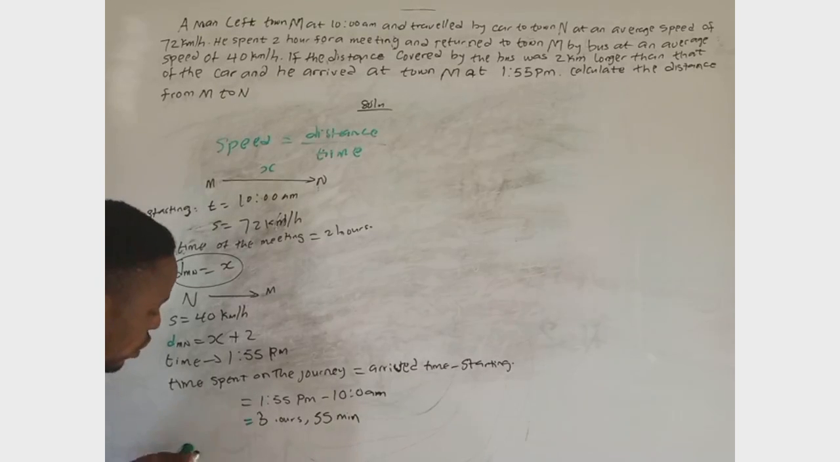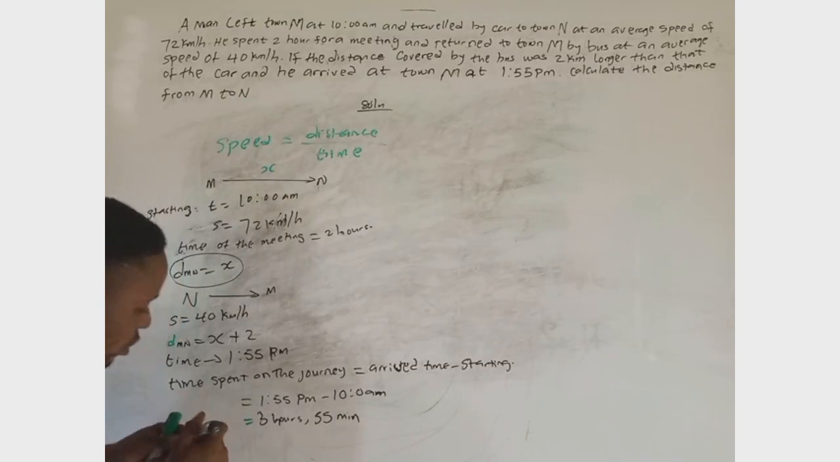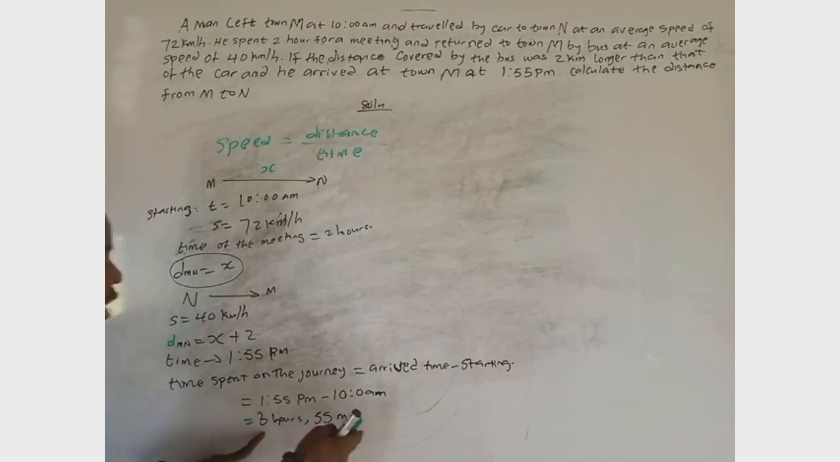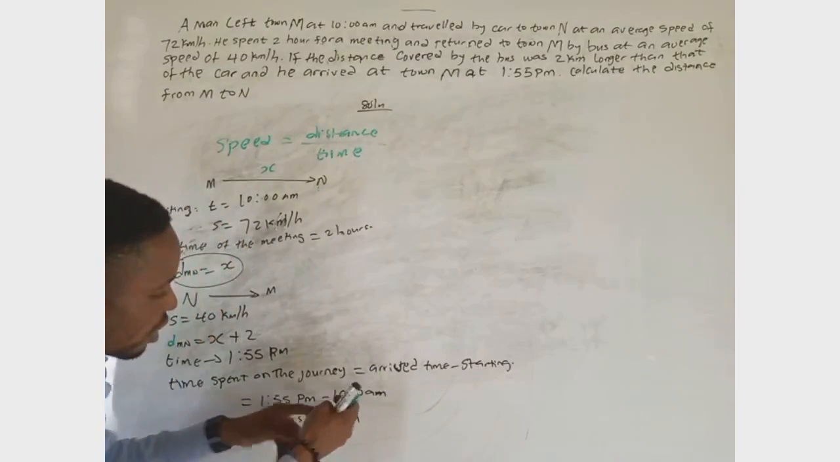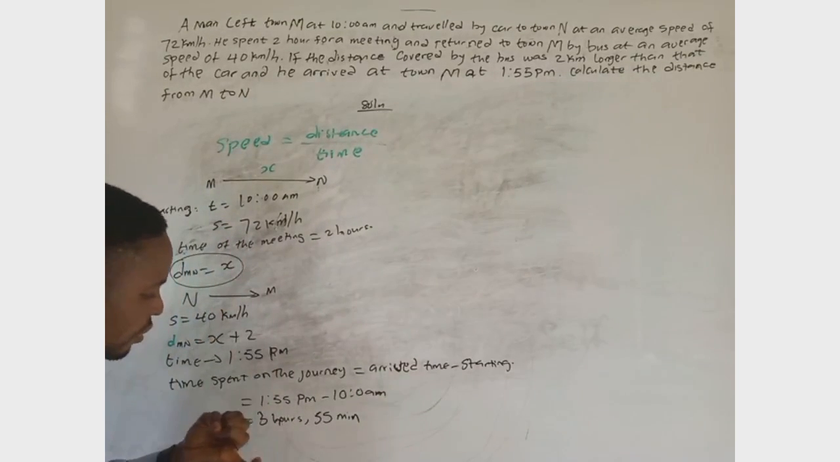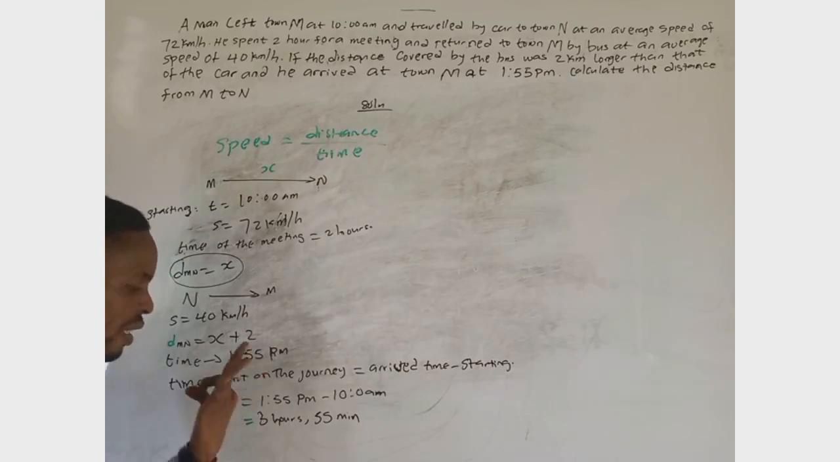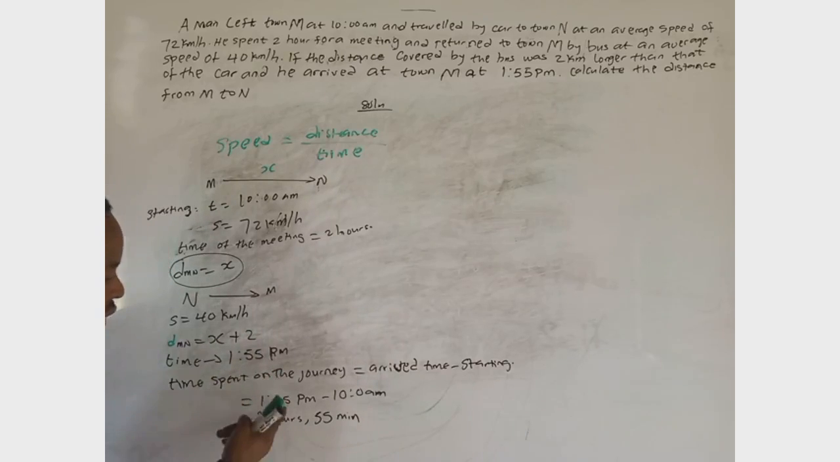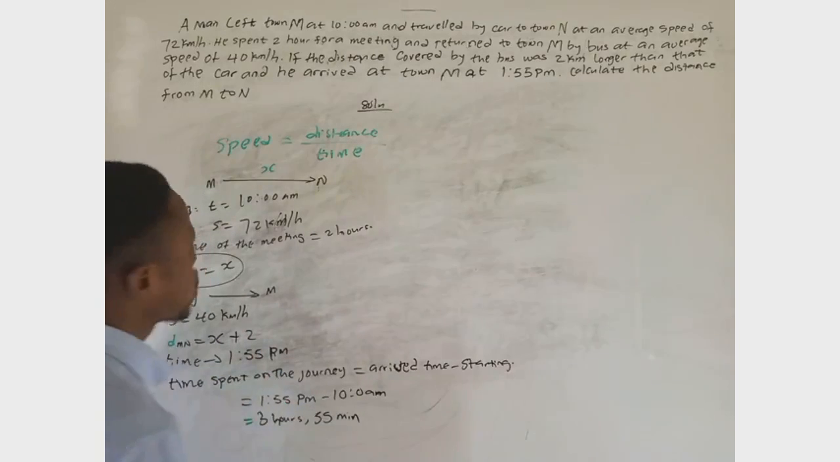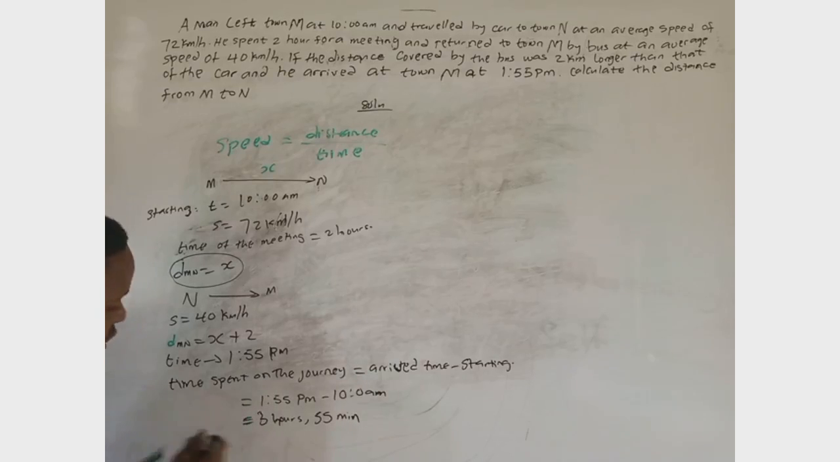So the time spent on the journey is 3 hours, not 2. This one is 3 hours 55 minutes because it starts from 10. So you start counting 10, 11, 12, 1, and 55 minutes. That means we have 3 hours and 55 minutes for the journey. So this is the time spent on the journey.